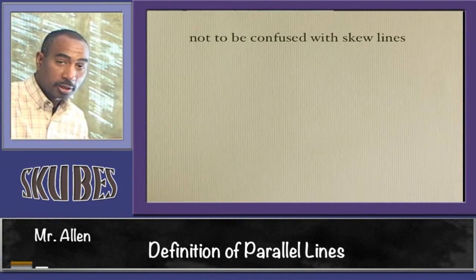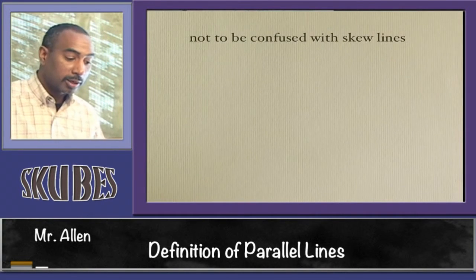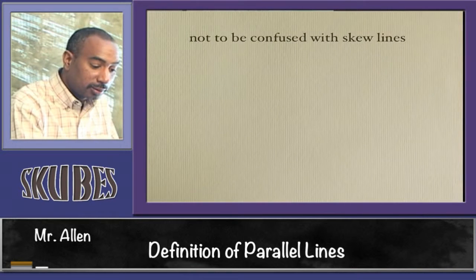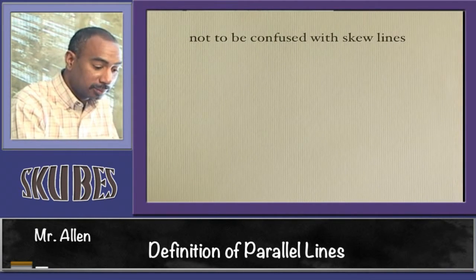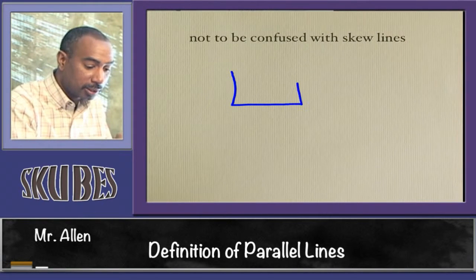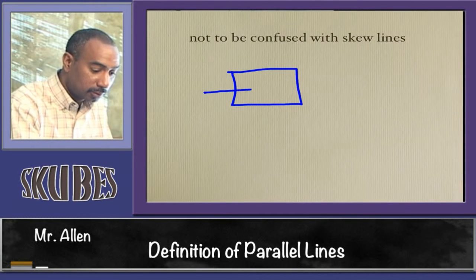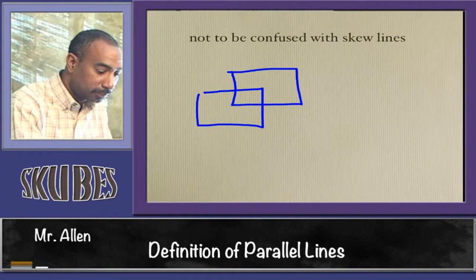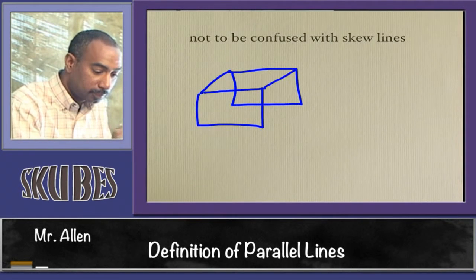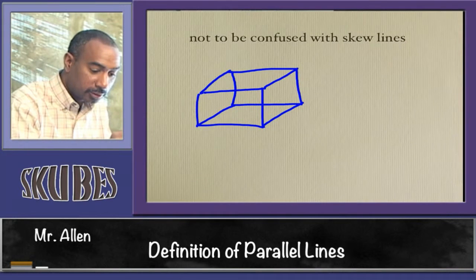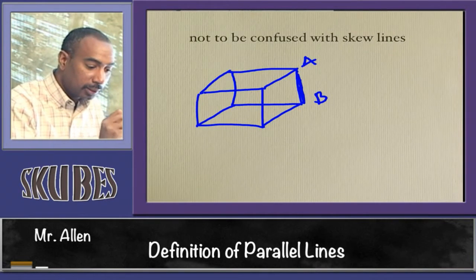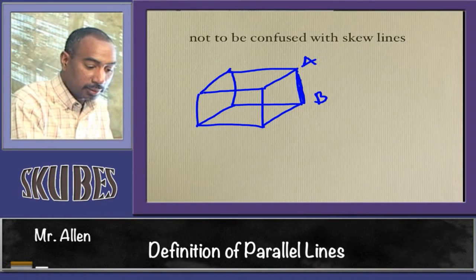We have a situation called skew lines, where two lines never intersect, but they're not in the same plane. And I want to give you an example of that. Consider this cube. Let's say I call this AB. This is AB. And let's look at CD.